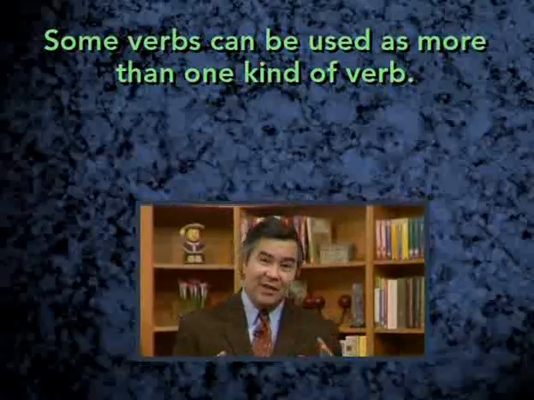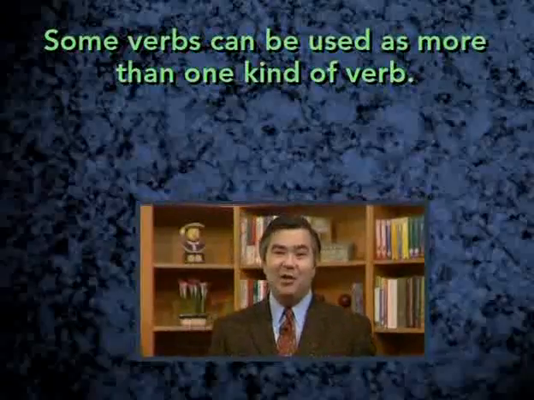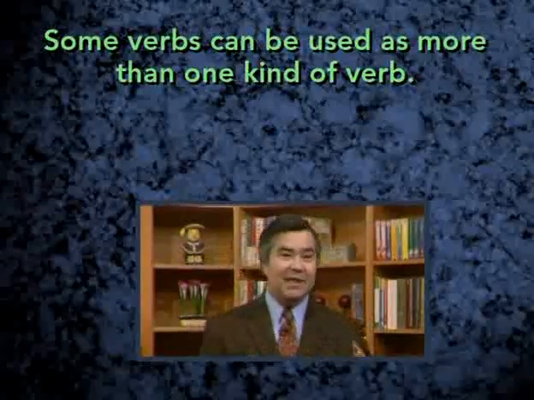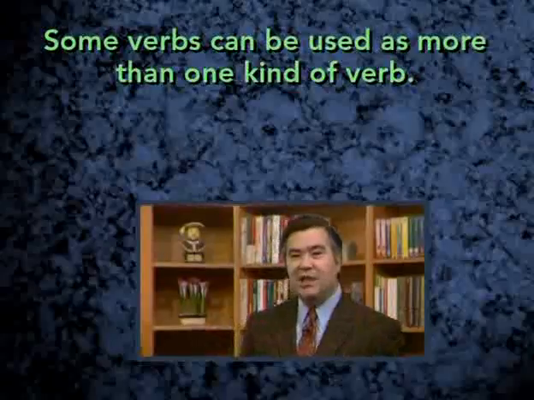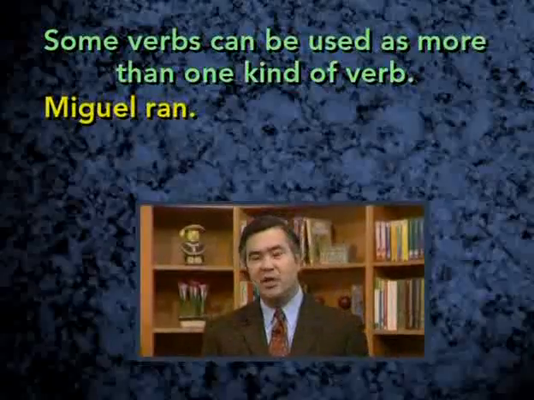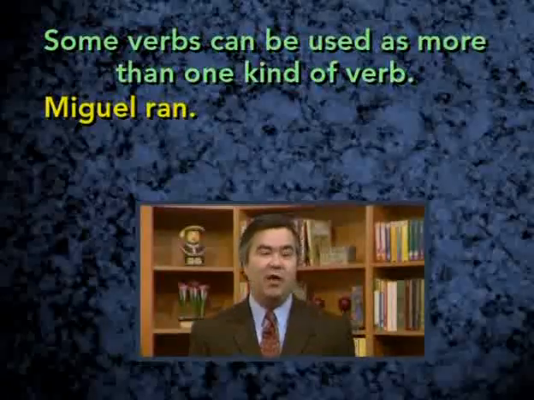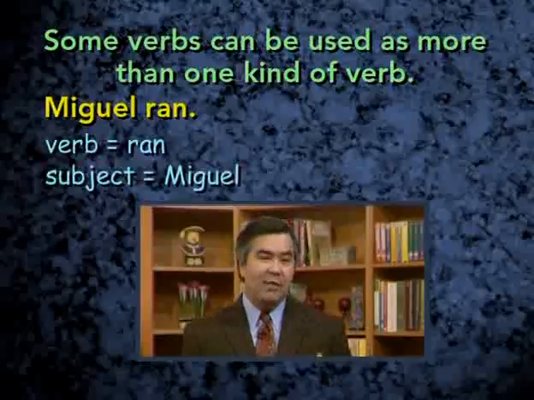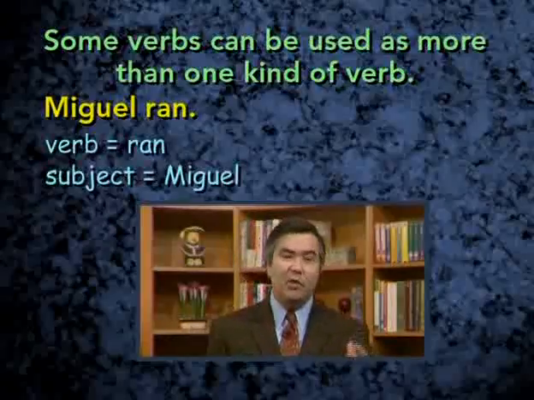In other words, the very same verb word can be used in a transitive way or an intransitive way, or perhaps as a linking verb. Take a look at these examples. Miguel ran. Here's a short sentence which expresses a complete thought in itself. The verb is ran, the subject is Miguel, and when we read this sentence we understand Miguel ran.